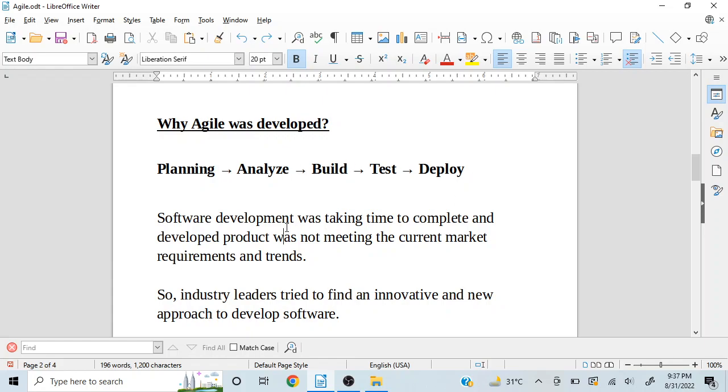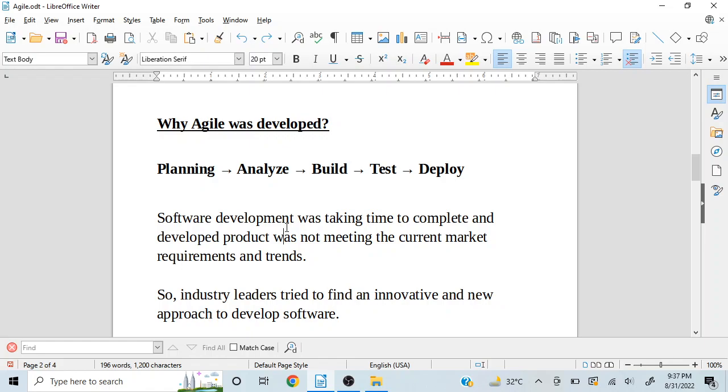So actually, software development was taking time to complete, and the developed product was not meeting the current market requirements and trends. Why was it happening? Because our current market changes at a very fast pace. A decade ago, or probably 15 years ago, we started seeing issues that it was taking time to complete, and when we were developing the product, it was not meeting the current market requirements and trends.